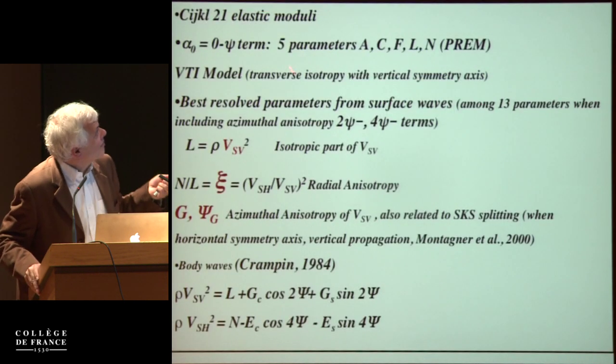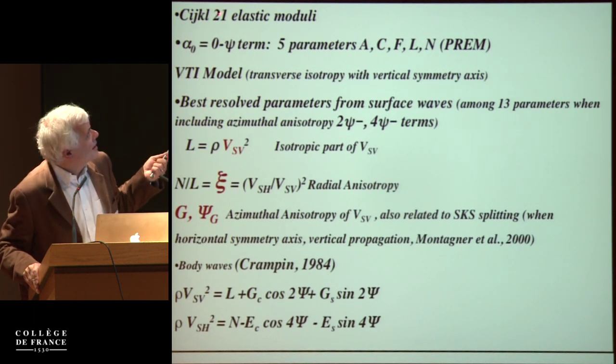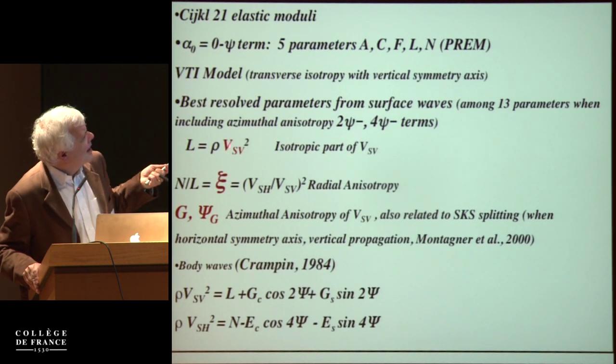And as I told you, in the general case the elastic tensor is quite complex because we have 21 independent elastic moduli, but actually we can only retrieve some of them. I don't want to detail everything here, but basically the red parameters are the parameters we can retrieve from surface wave tomography. So we can have access to the VSV. We have access to the radial anisotropy, which is the ratio between VSH and VSV.